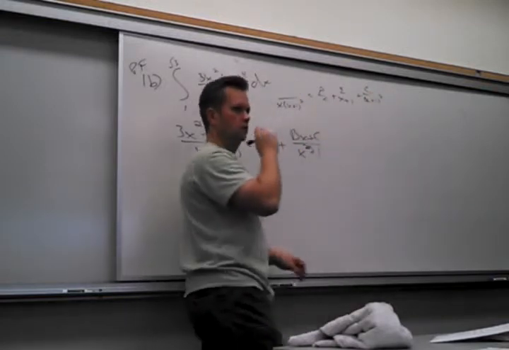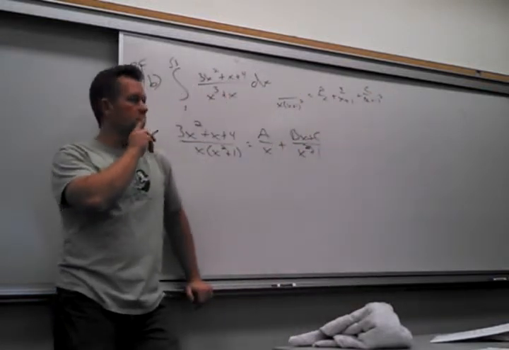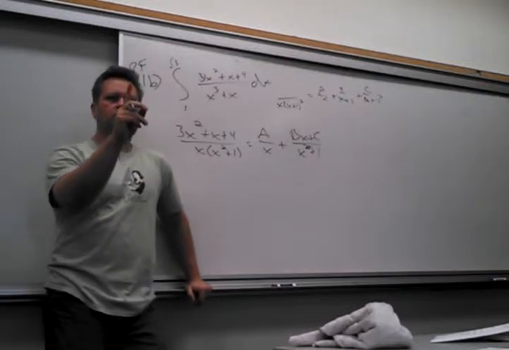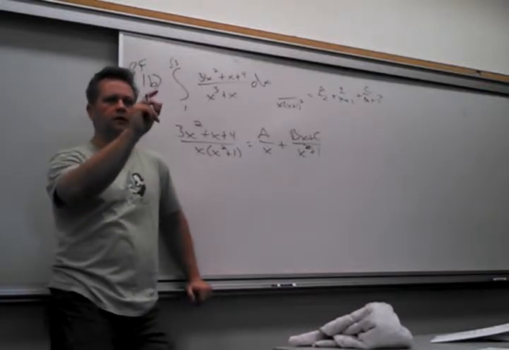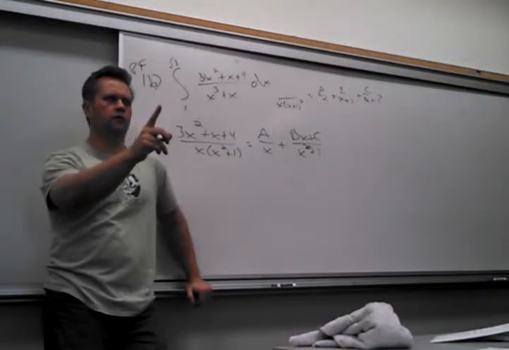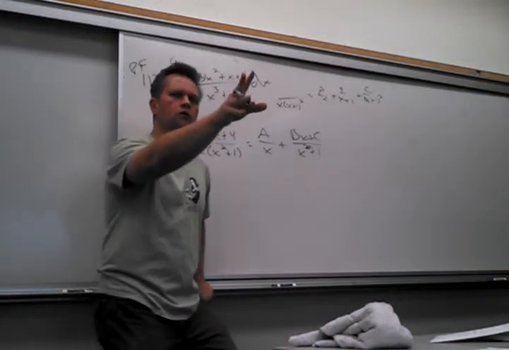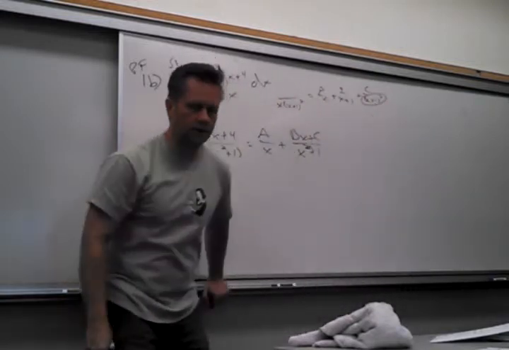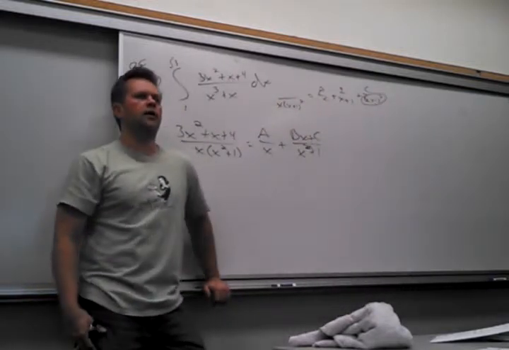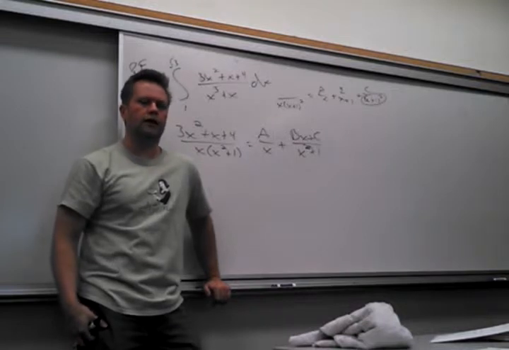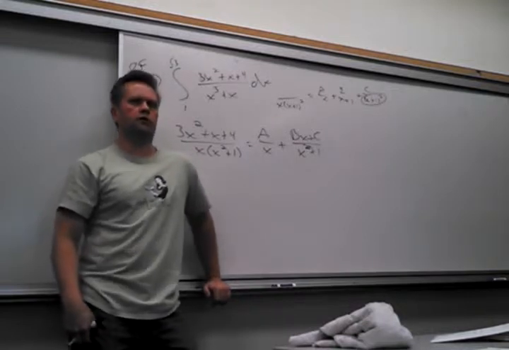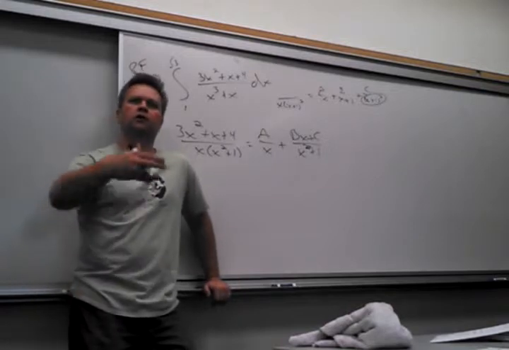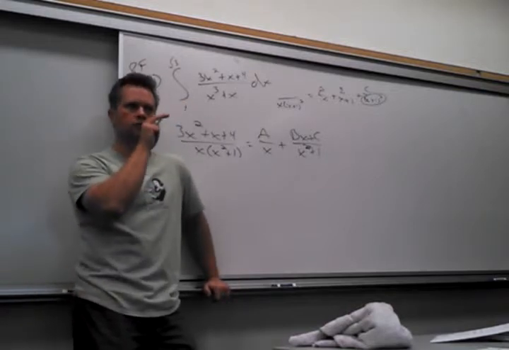You wouldn't have Bx plus C over... Oh no, because it's not truly second degree. It's the repeated first degree. Don't get me wrong, x plus 1 squared is completely second degree, but in the eyes of partial fractions, that is a repeated first degree. That's why the top is not first degree. It's got to be one degree less. It's got to be a constant. Right.